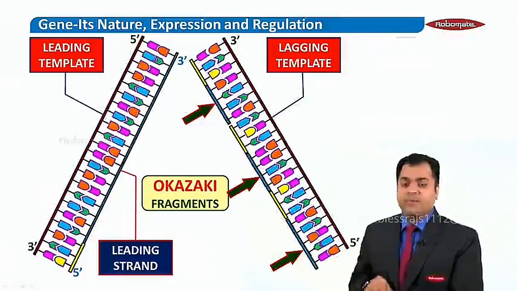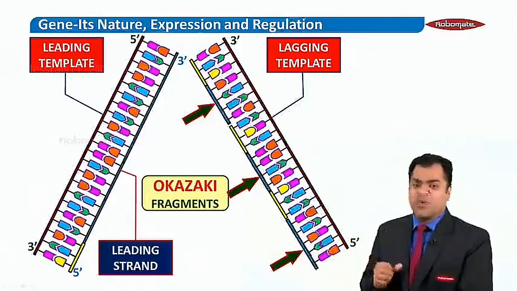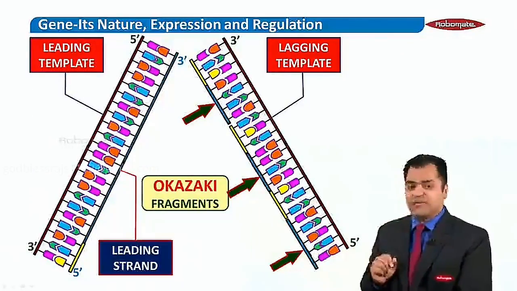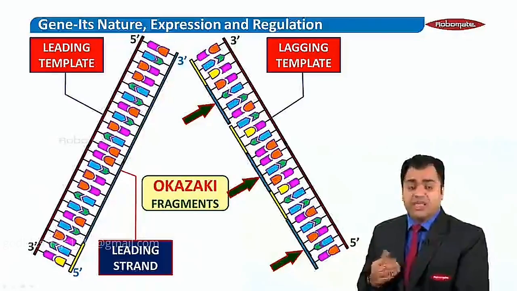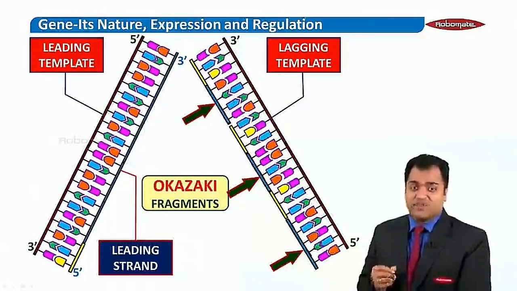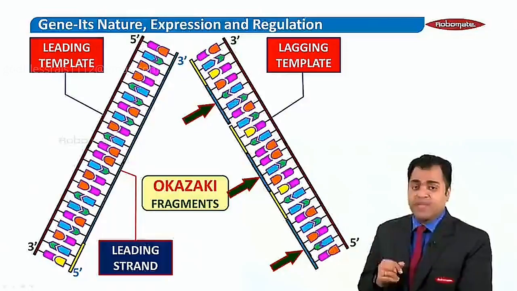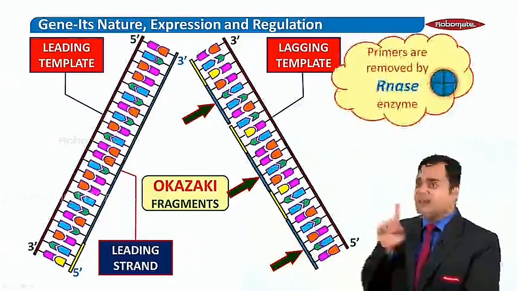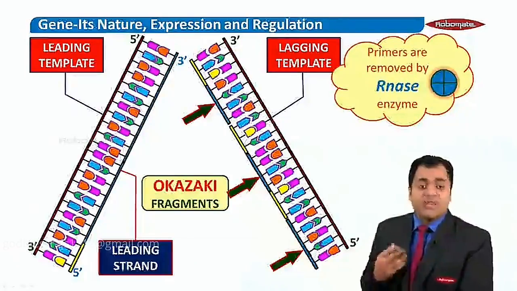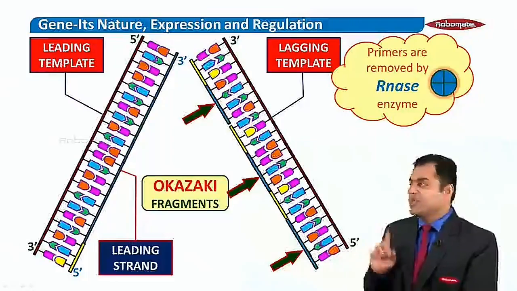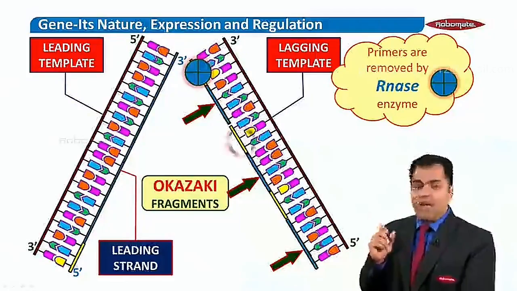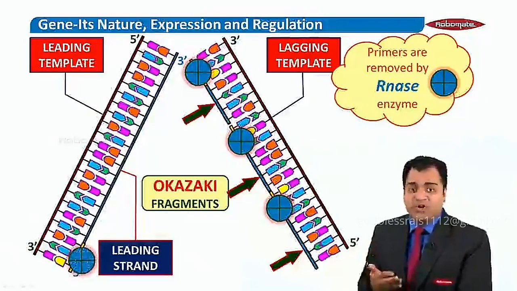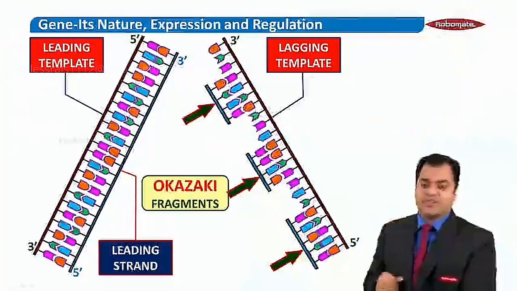Is that okay? Now, look at the lagging strand. What do you see? You see there are primers still remaining. Look at the leading strand. There's one primer right there too. The primers are RNA in nature, so they have to be removed. Is that okay? To remove the RNA, we require another enzyme, and this enzyme is called RNase enzyme. What will it do? The RNase enzyme will bind to the primers. One there, one there, one there, and one on the leading strand. And what will it do? It will simply remove the primers.